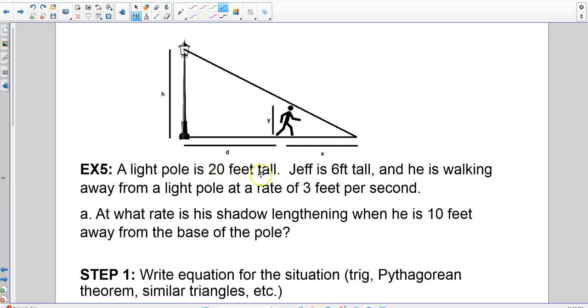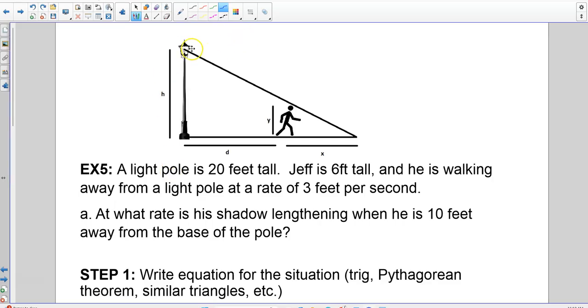So a light pole is 20 feet tall. Jeff is 6 feet tall. He is walking away from a light pole at a rate of 3 feet per second. At what rate is his shadow lengthening when he is 10 feet away from the base of the pole?